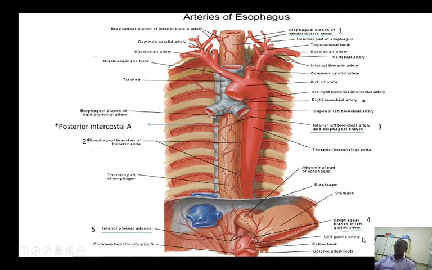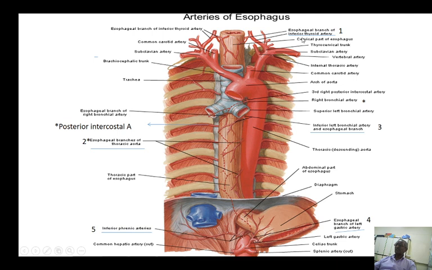Fourth one is the esophageal branch of the gastric artery. So the gastric artery is also supplying the esophagus. The fifth one is the inferior phrenic artery. So the inferior phrenic arteries that are supplying the diaphragm are also giving branches to the esophagus. So the esophagus has about 5 varieties of arterial supply. All are coming from the aorta only.